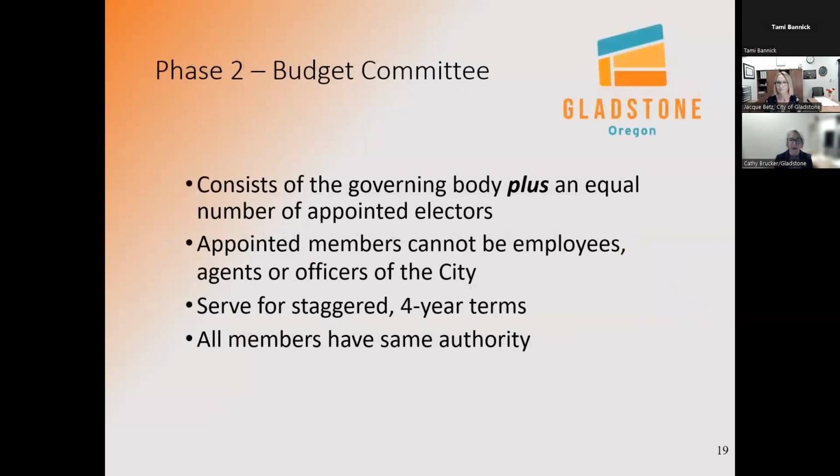Phase 2 of the Budget Committee consists of the governing body plus an equal number of appointed electors. We have a 7-member council, so we have 7 additional Budget Committee members added for a total of 14. Appointed members cannot be employees, agents, or officers of the city. They serve for staggered 4-year terms, and all members have the same authority on the Budget Committee. If the committee is unable to fill all appointed electors, it may operate on fewer members with a proportionate adjustment to the majority count. Next slide.